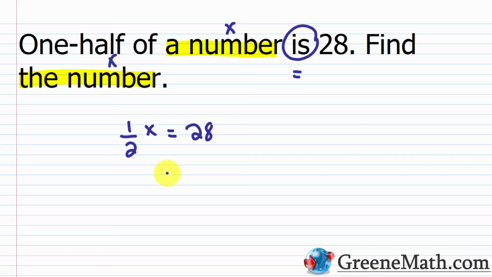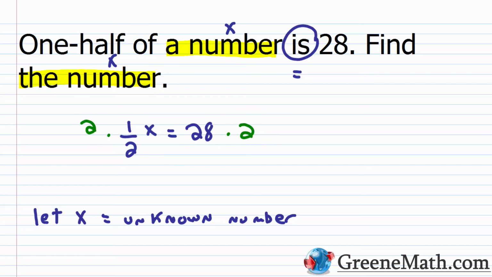But let me write this right here and say that we're going to, again, let x be equal to our unknown number. Again, this is just for the sake of completeness. And to multiply both sides by 2 here would give me a solution for my equation. Right? I can multiply this side by 2 and this side by 2. This guy here would cancel. I'd have x is equal to 28 times 2, which is going to be 56. So that's my unknown number, right? 1/2 of 56 is 28. That's correct.